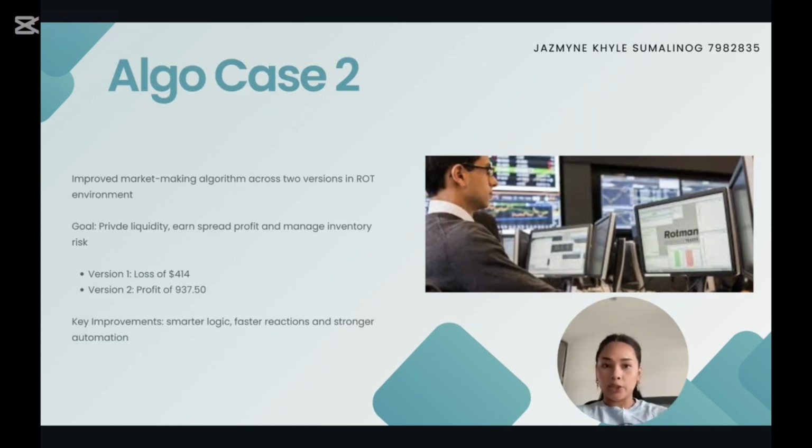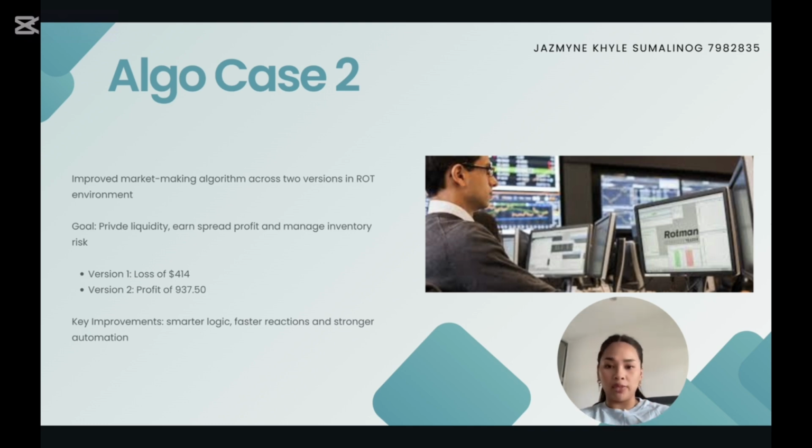All right, so in this section, I'll walk you through how I developed and improved my market making algorithm for the RIT simulation. The whole purpose of this algorithm is to act as a liquidity provider, continuously placing buy and sell orders and earning profit from the bid and ask spread, as well as managing inventory risk. In version 1, the algorithm lost $414, but after analyzing its weaknesses and redesigning the logic as well as the coding, version 2 was able to achieve a profit of $937.50. This improvement wasn't luck. It came from better coding structure, less manual input, and dynamic adaptation to market movements.